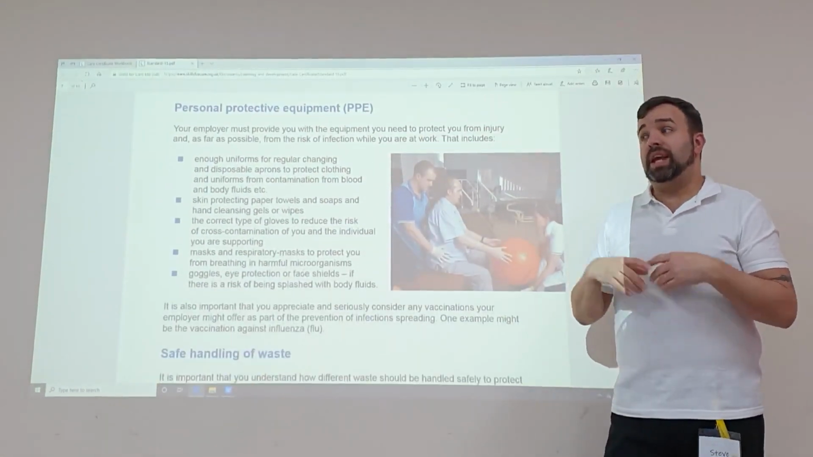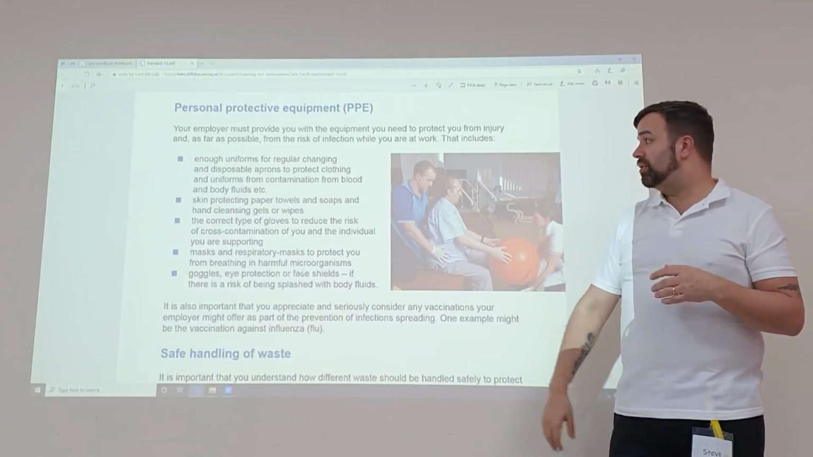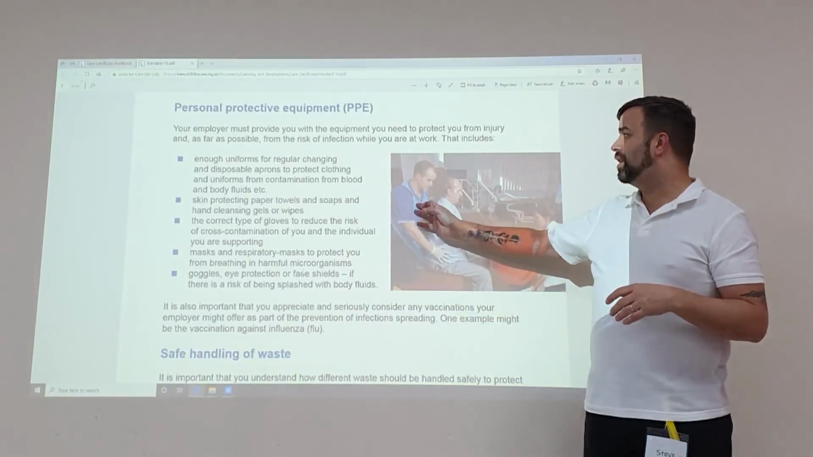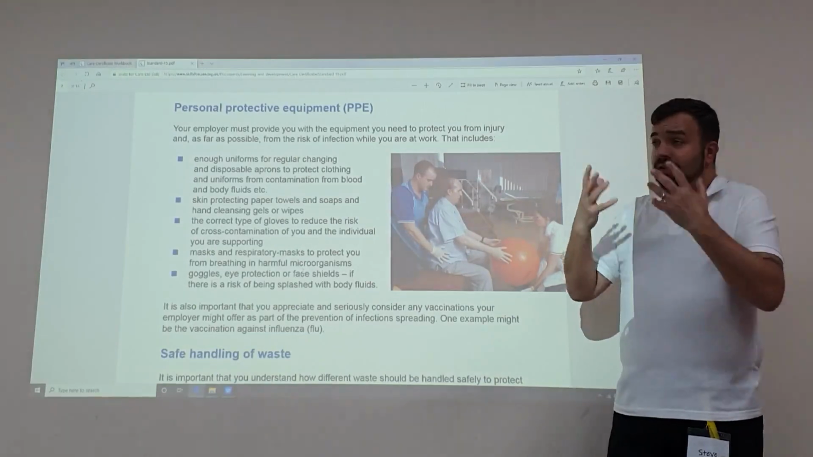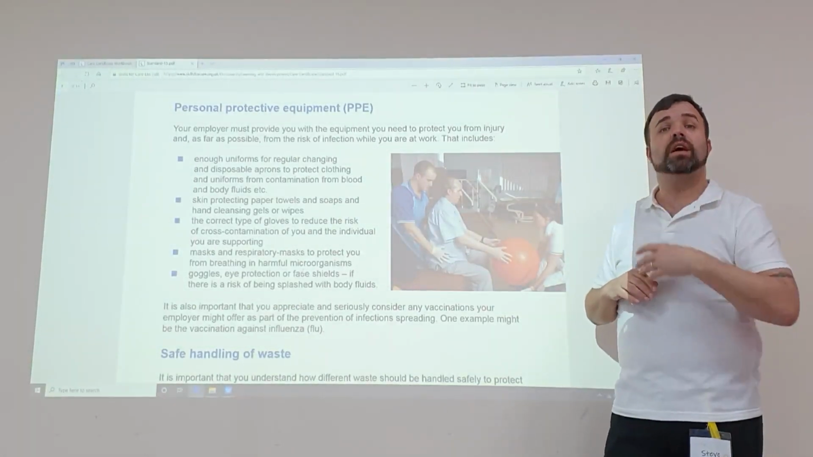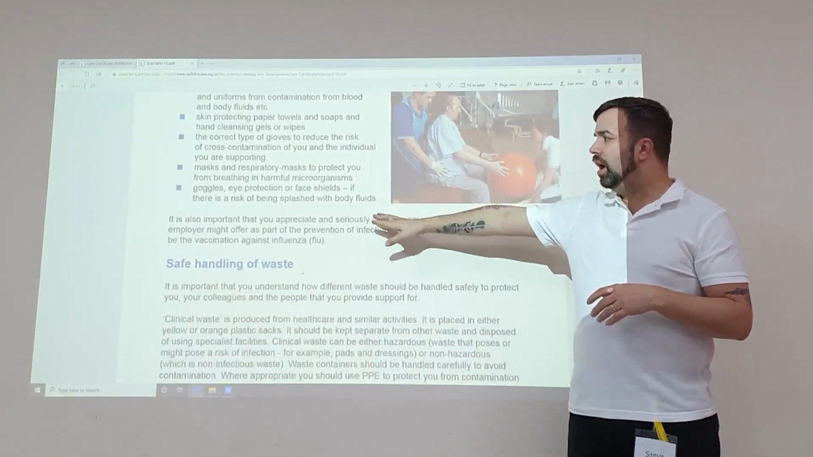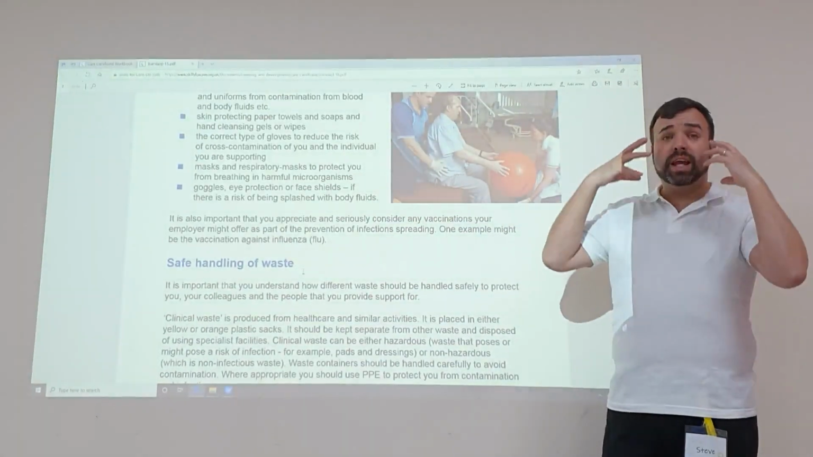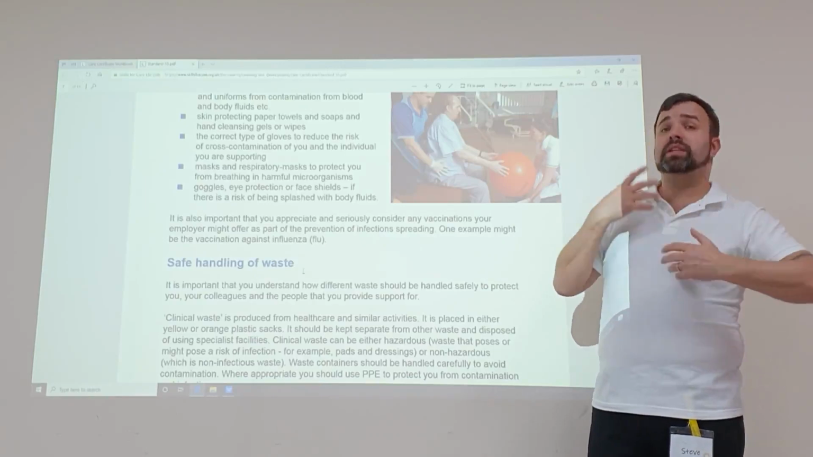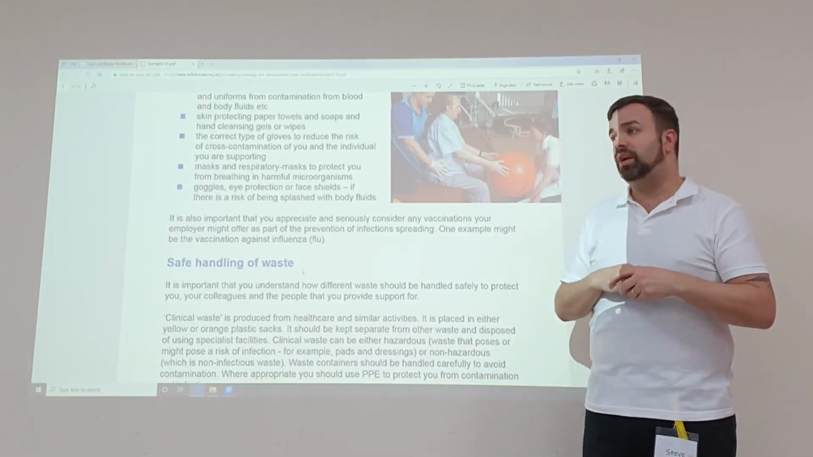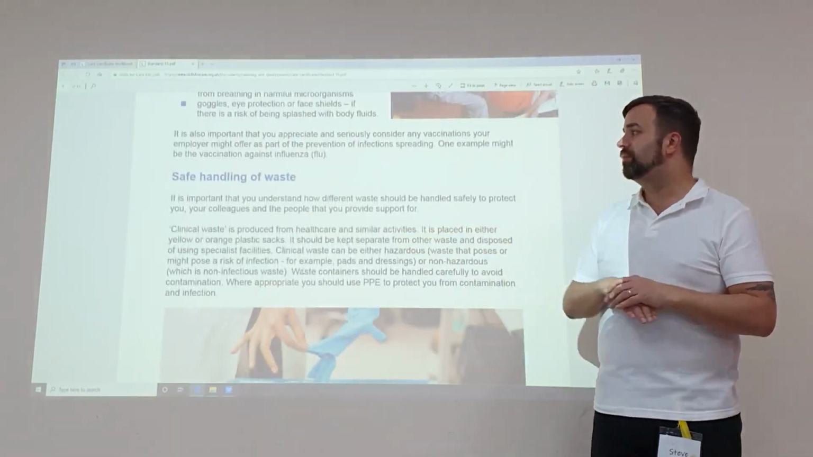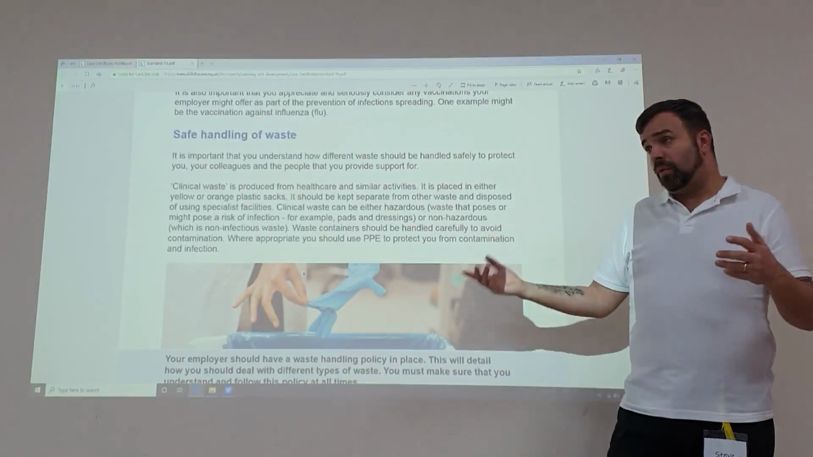You'll be given PPE to help protect you at work. So that will be things such as gloves, aprons, and if there are infectious diseases going around, we're doing barrier nursing, maybe face masks as well. Goggles may be necessary if somebody is known to spit, because we don't want saliva going in our eyes either. Then we need to think about our waste.